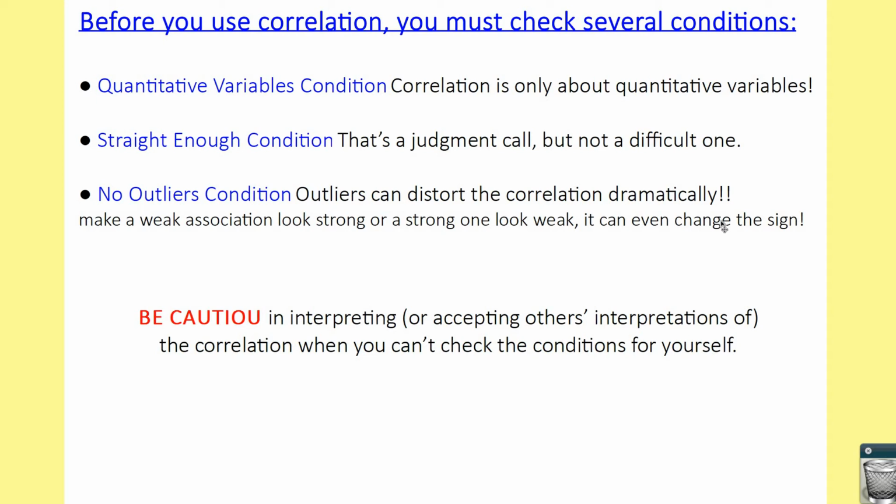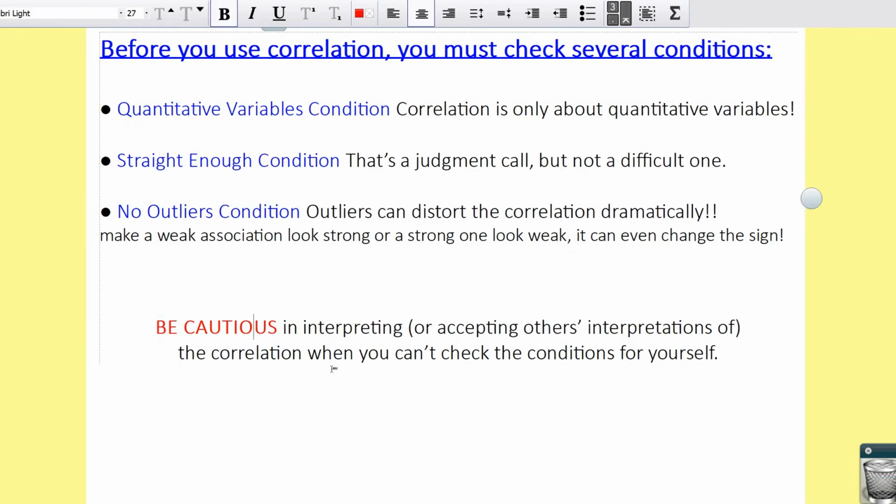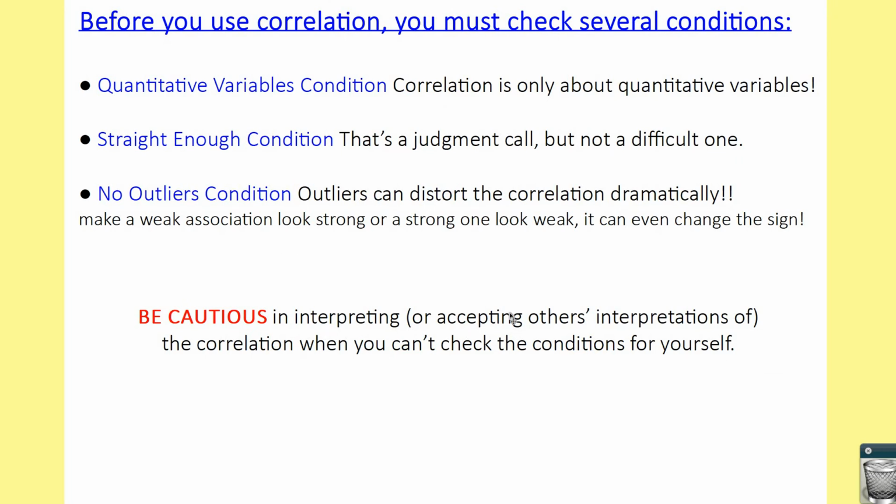So be very cautious. Okay, so be cautious in interpreting or accepting others' interpretations of the correlation coefficient. Because if they don't give you the scatter plot, if they don't show you what they were doing, then that correlation coefficient could be useless, okay? It's a judgment call. If you use R, give people the scatter plot, okay? Have to make a judgment call on your own because people manipulate this stuff, right?